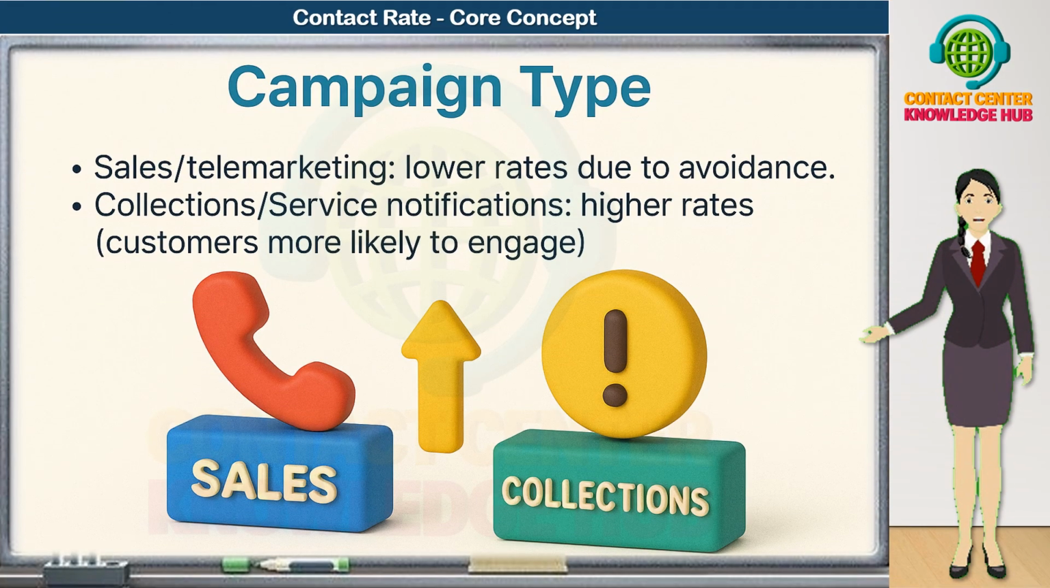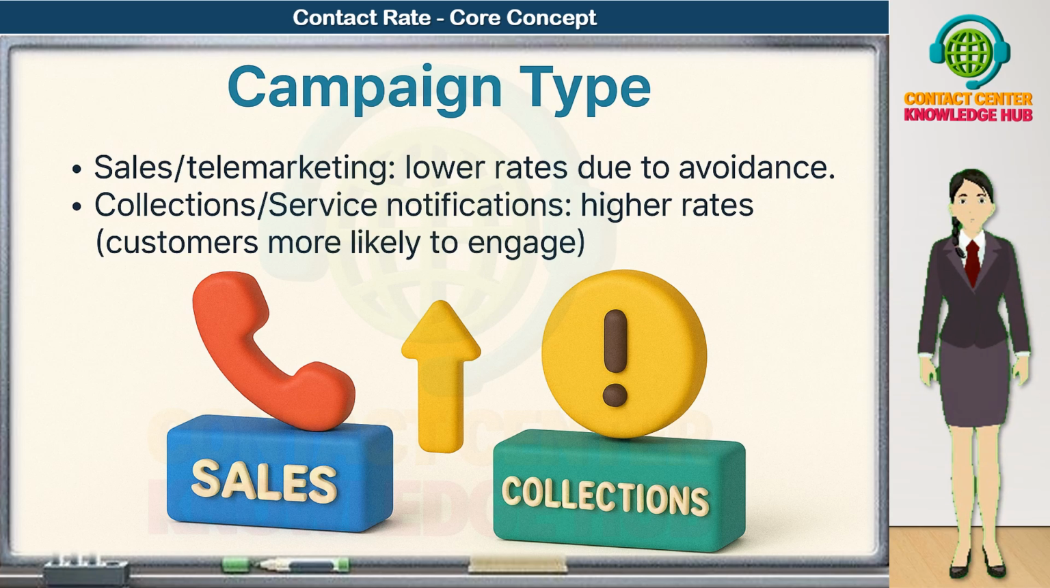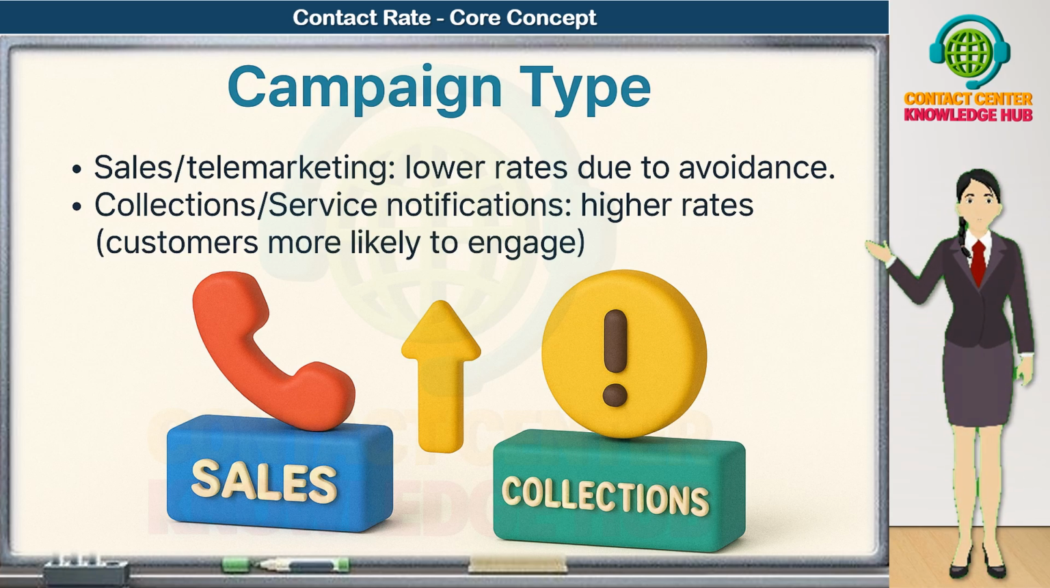Let's now look at how campaign type influences your contact rate. Not all campaigns generate the same level of customer response. For instance, sales or telemarketing campaigns often face lower contact rates because customers tend to avoid unknown numbers or sales pitches. In contrast, collections or service notification campaigns usually experience higher contact rates, as customers are more likely to respond when the call relates to payments, account updates, or service alerts that directly affect them.